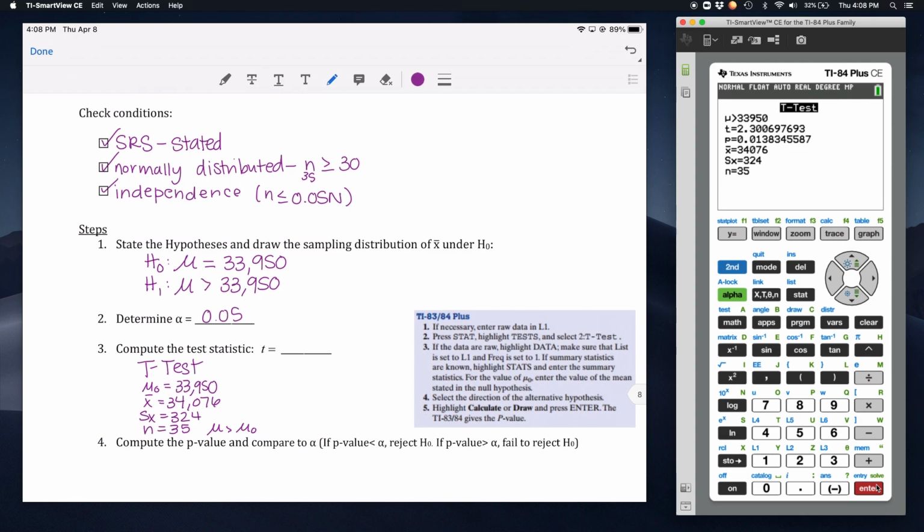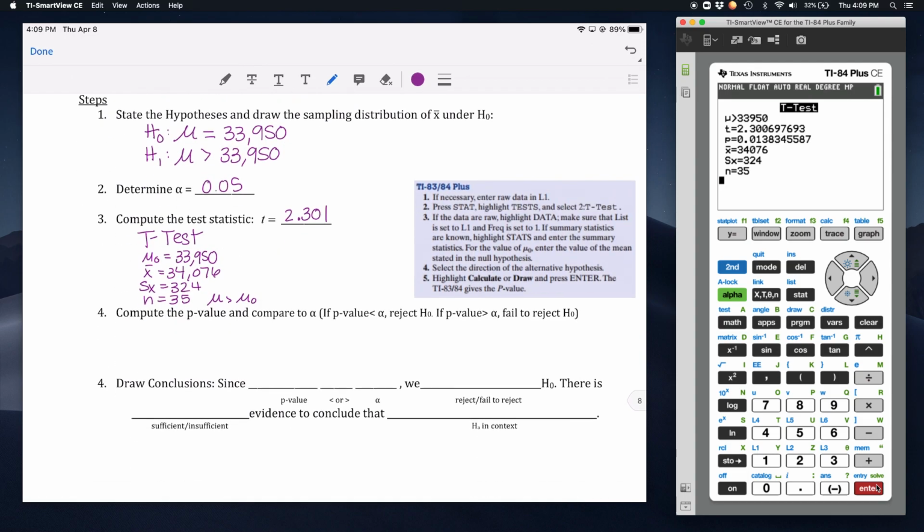So our test statistic is t in this case, and if we round to 3 decimal places, we get 2.301. And then we're going to look at our p-value. Our p-value is 0.014. And it's nice here because it just gives us one p, because we're talking about means here, not like the p for the proportion and the p for the p-value.